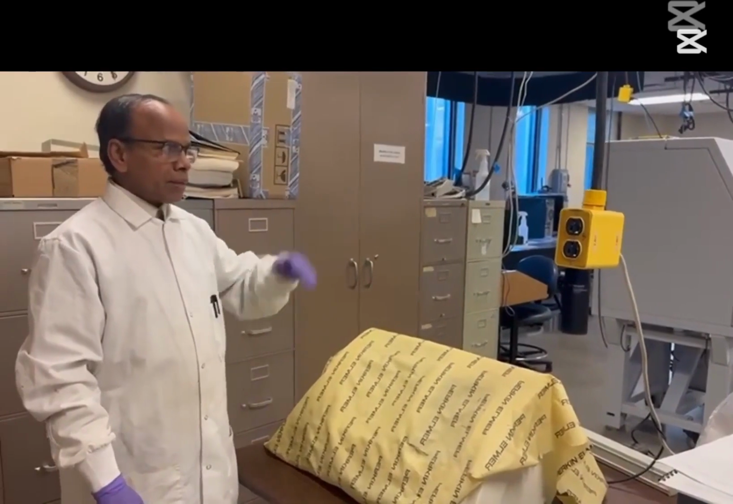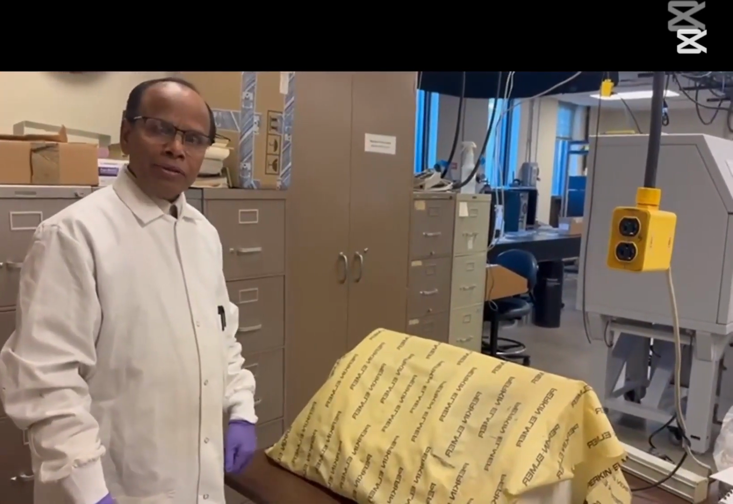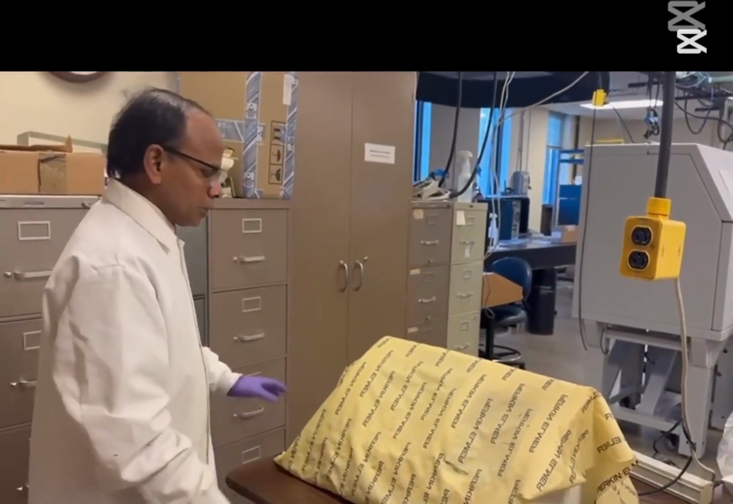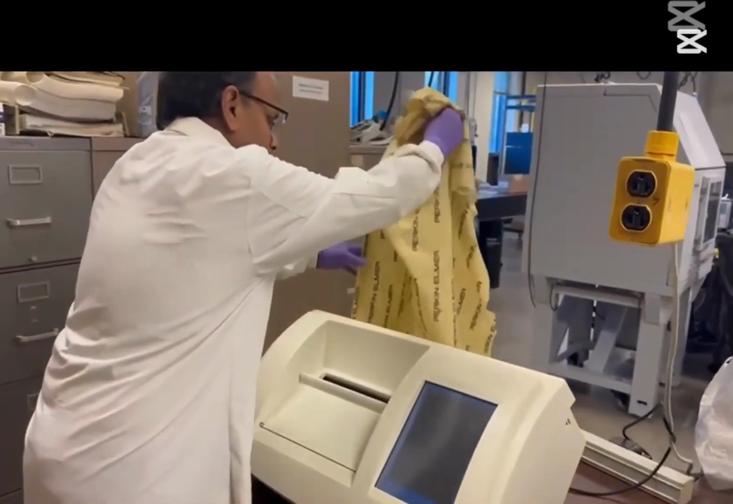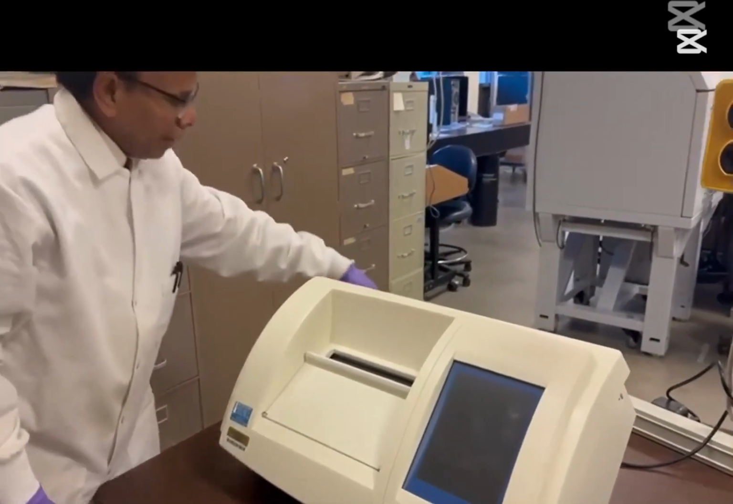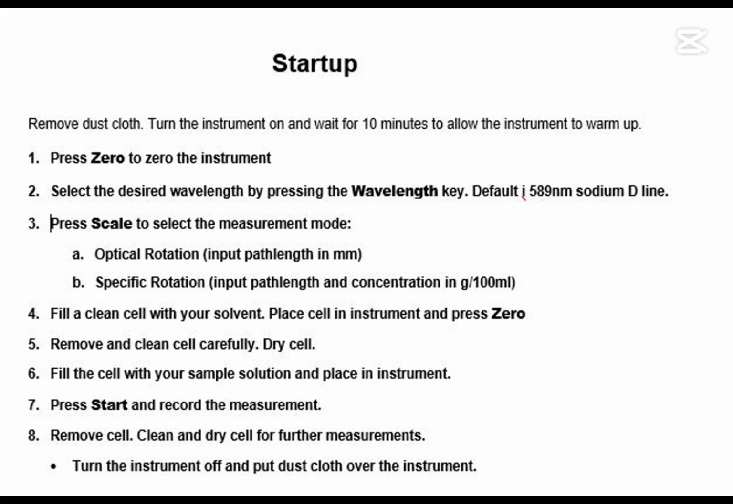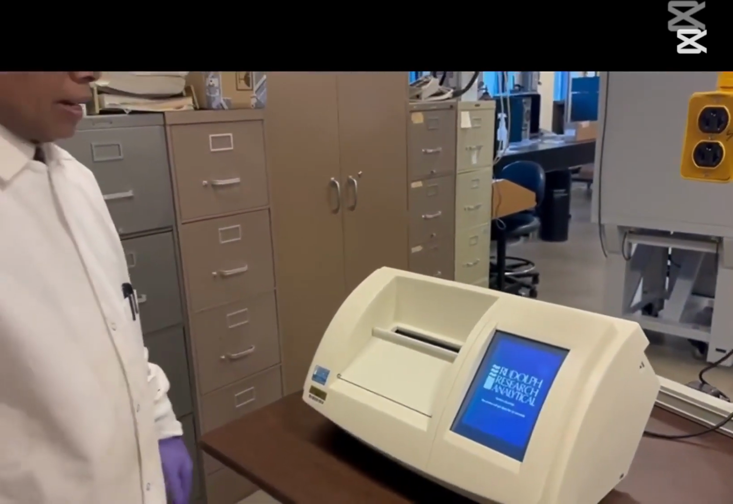Then come to the RIC, log into your account, start the session, and come to this page. And this is our polarimeter instrument, covered by a dust cover. Remove the dust cover. The instrument switch is in the back left corner.